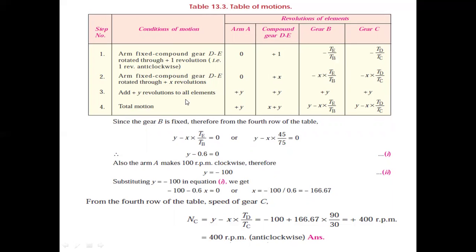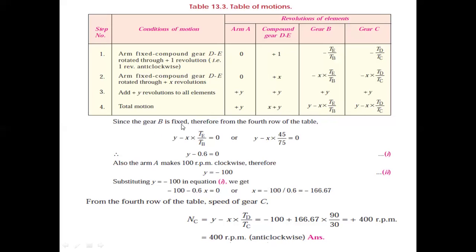So it will be Y, here it will be X plus Y, and simultaneously for gear B and gear C. Now this is the total motion for every element. What is the total motion of the arm? It will be Y. What is the total motion of gear DE? It will be X plus Y. This will be the total motion of B, and this will be the total motion of gear C.